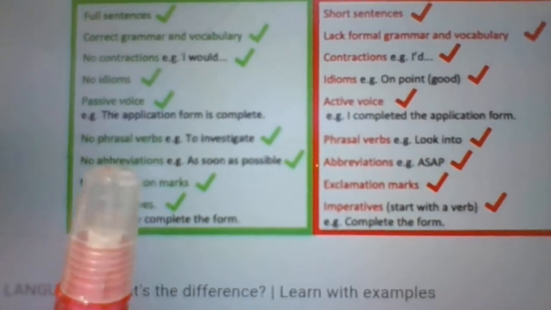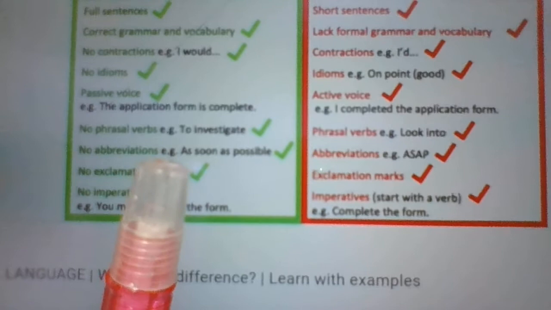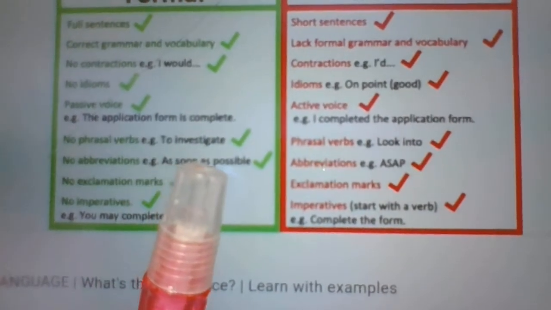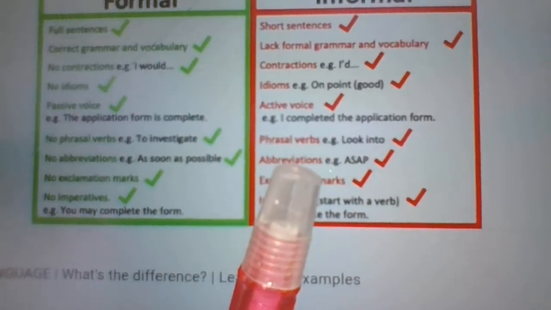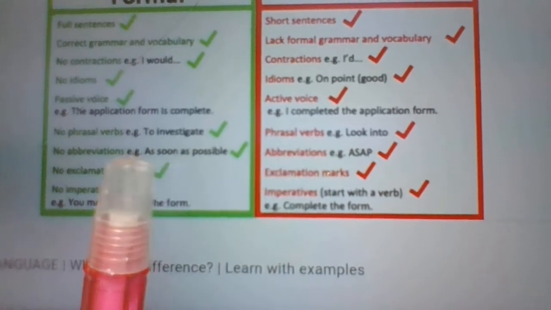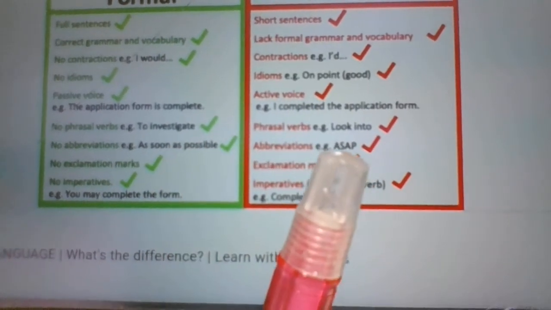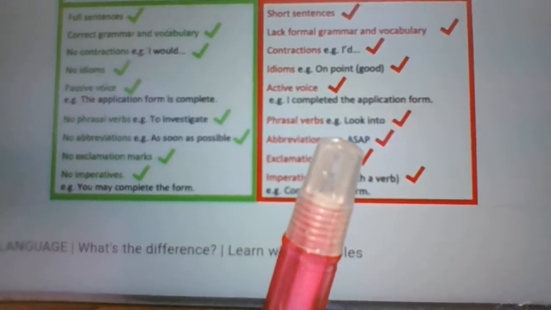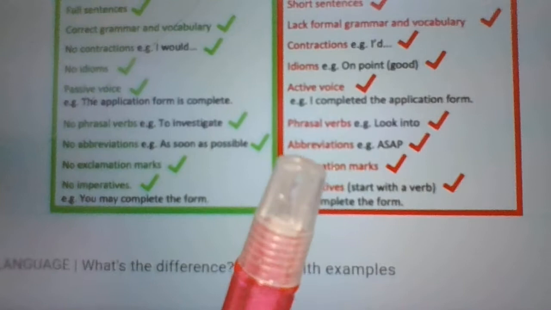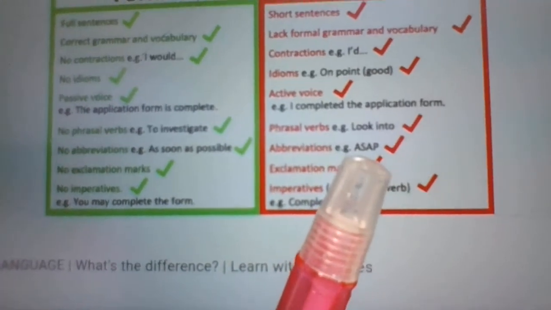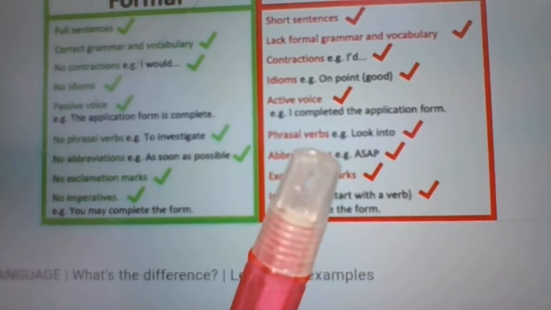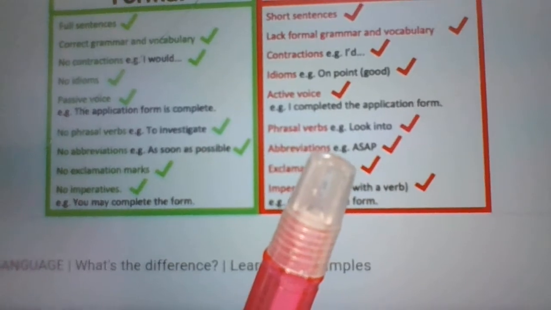Next, no abbreviations. Tiada singkatan. As soon as possible. As we know, the abbreviation of as soon as possible is ASAP. So in informal language, you can use abbreviations like ASAP or even EG. EG means example.